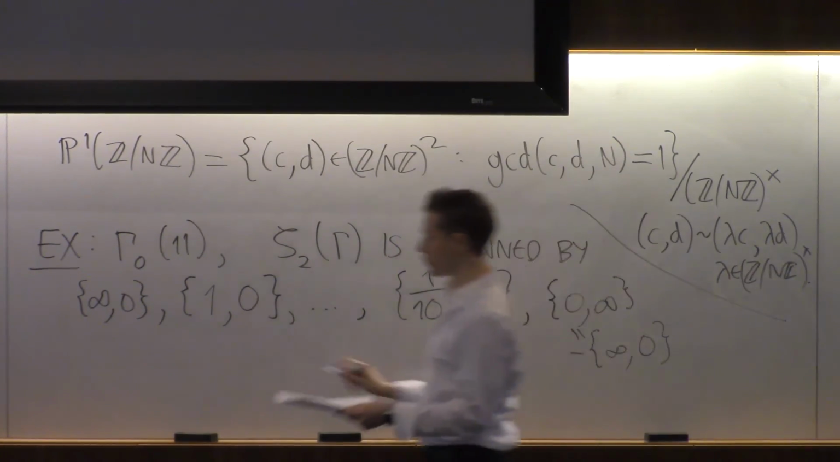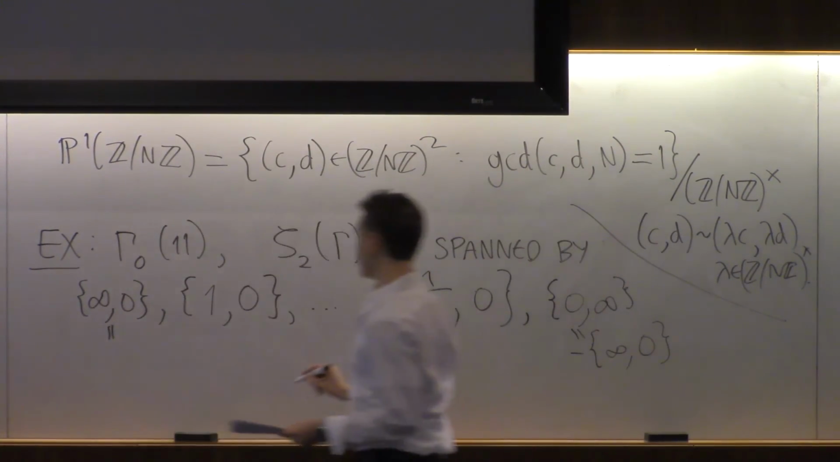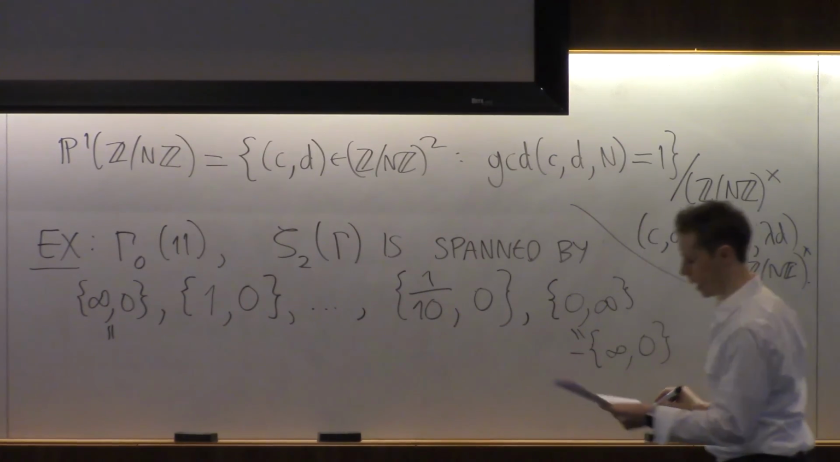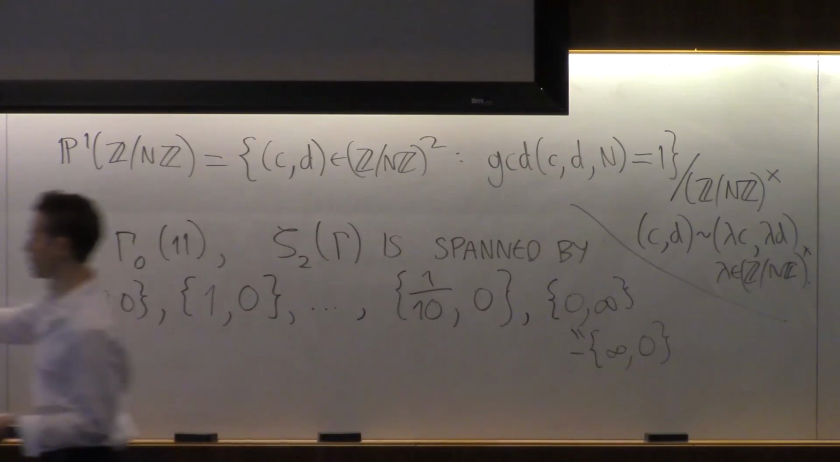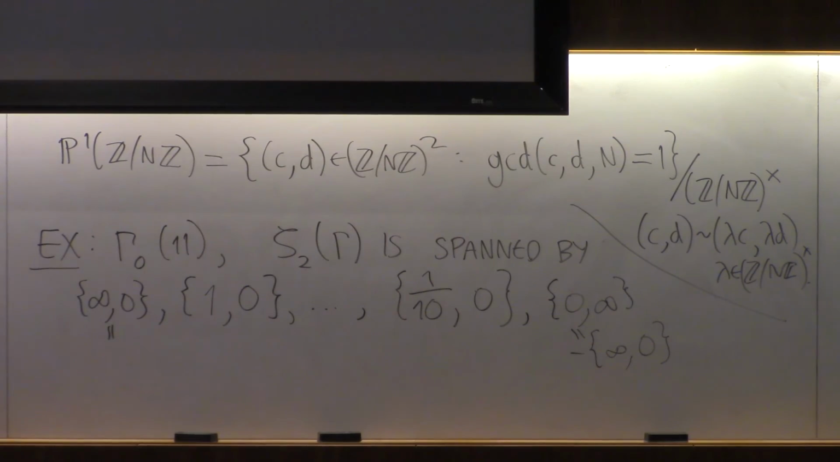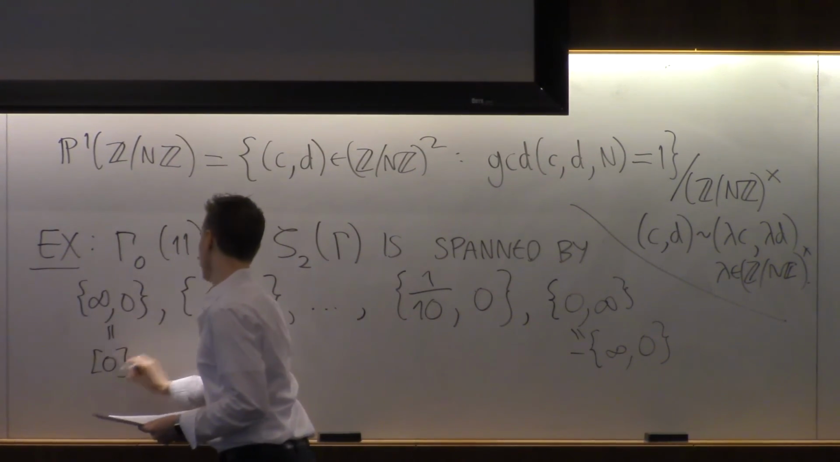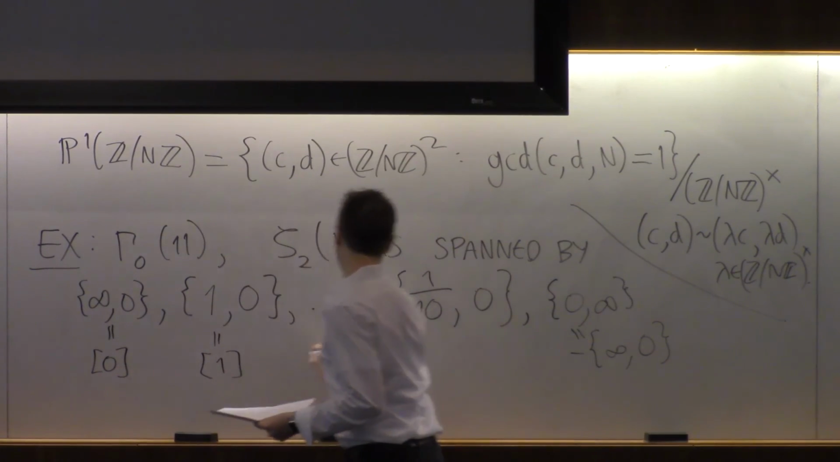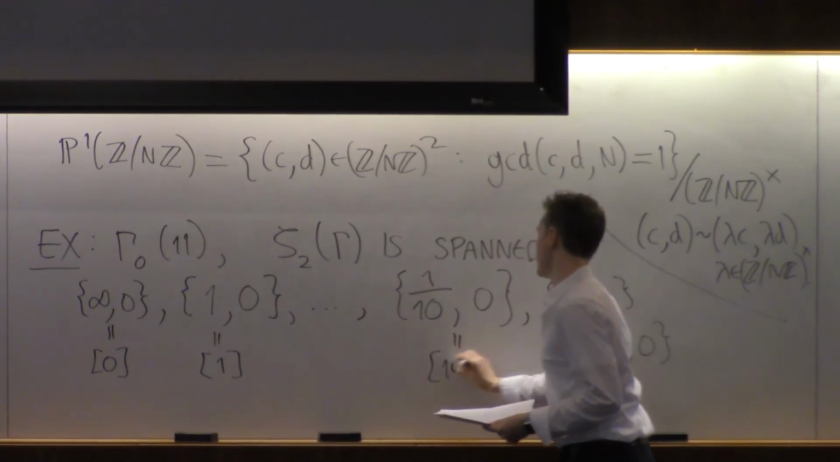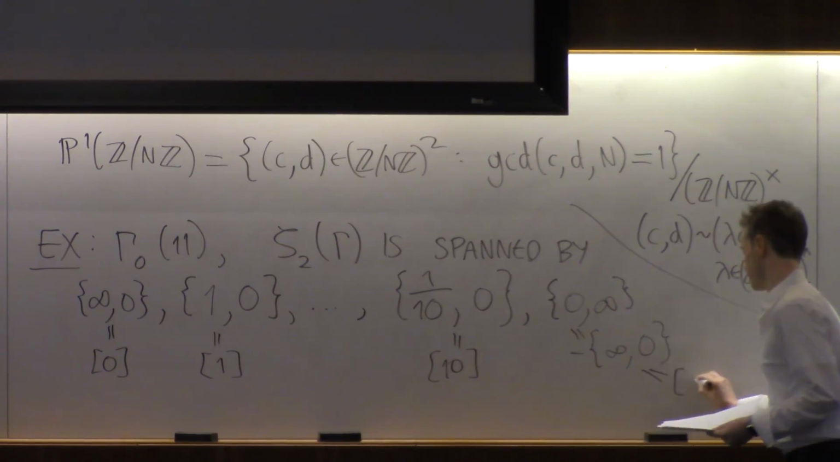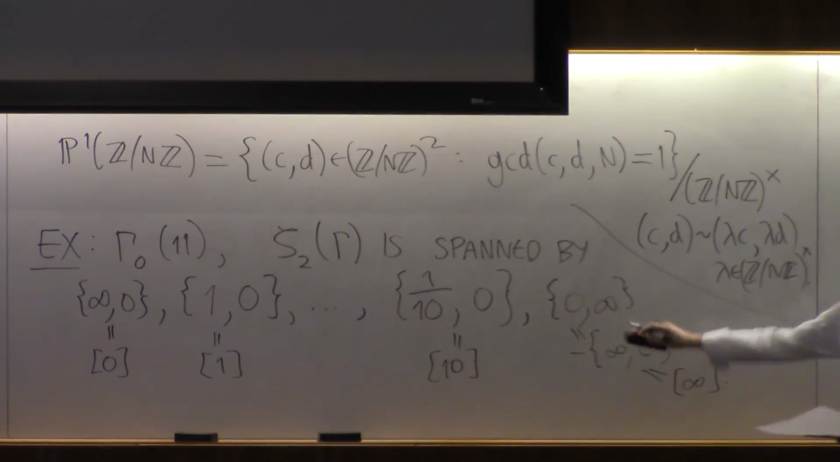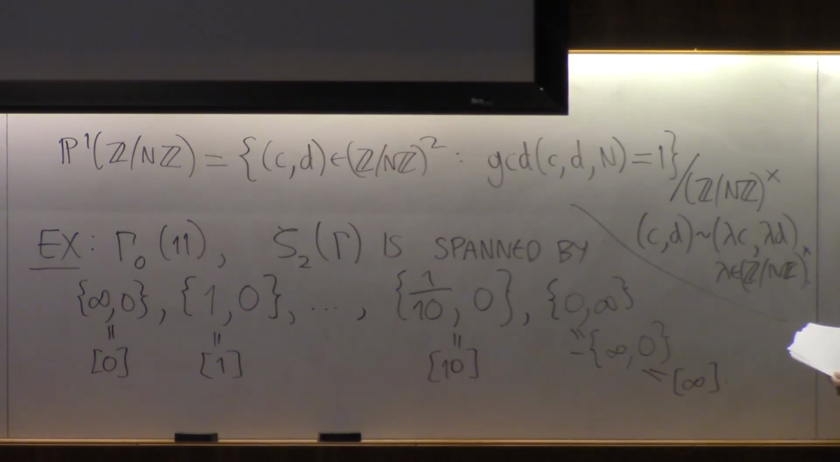Okay, let's give these suckers names. Do you see good names for them? I'm going to call them just by the corresponding label in P^1(F_p). So I'll call this guy symbol 0, this symbol 1, all the way up to this symbol called 10, and this symbol is called infinity. Okay, so this is in the natural dictionary with the elements of P^1(F_11).